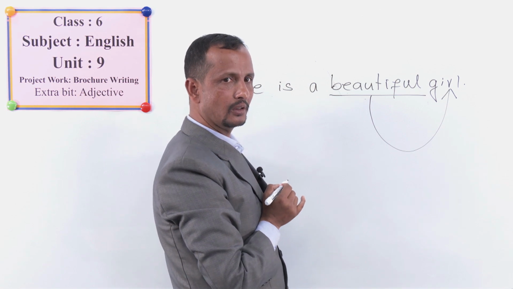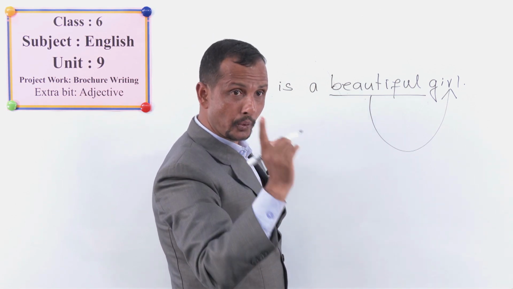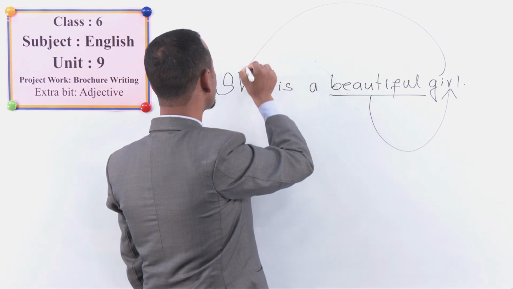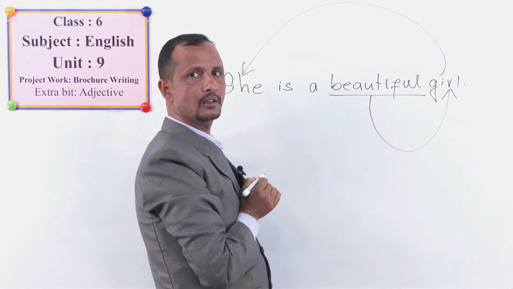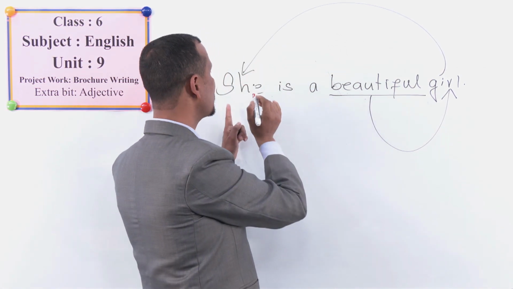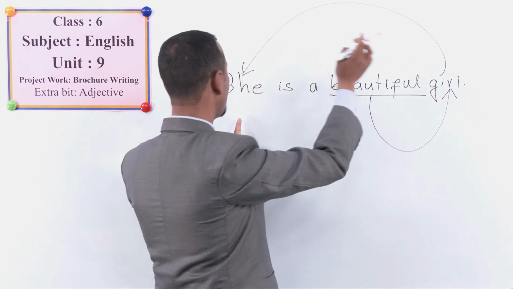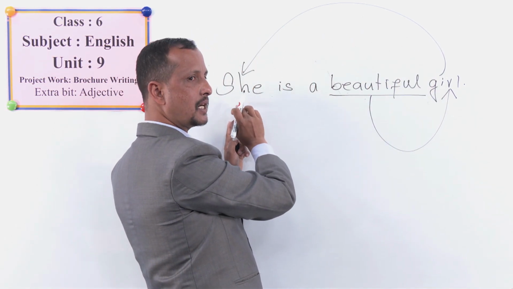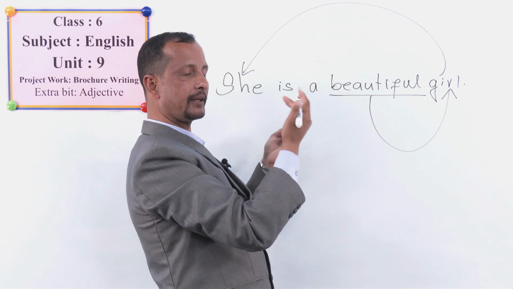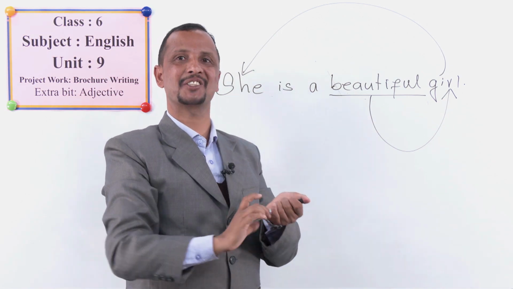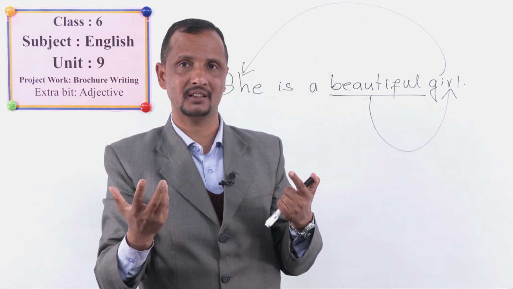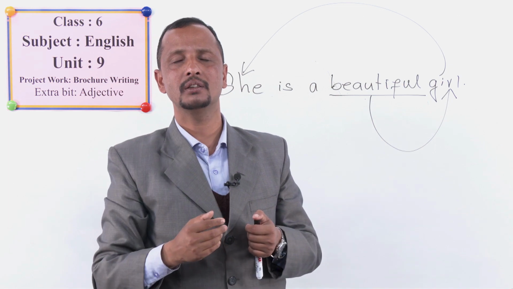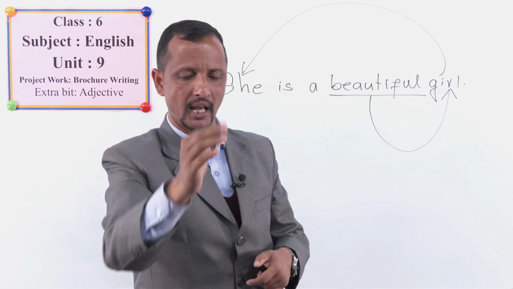That is a noun. Who is the girl? She is the girl. So, it has a relation with a noun and pronoun. It describes; it says qualities or state of being. Everything is adjective.